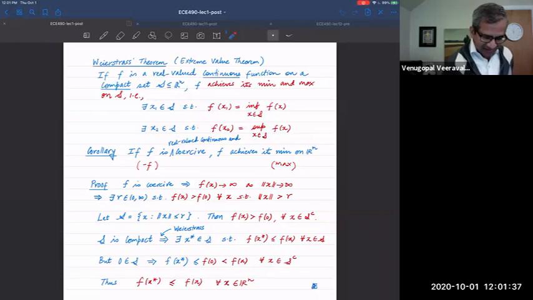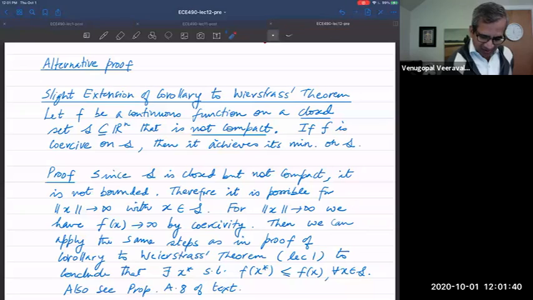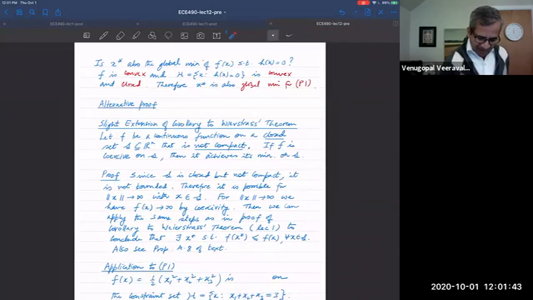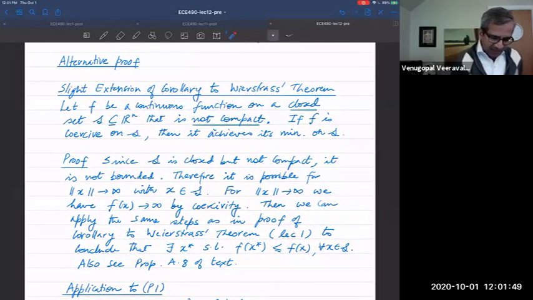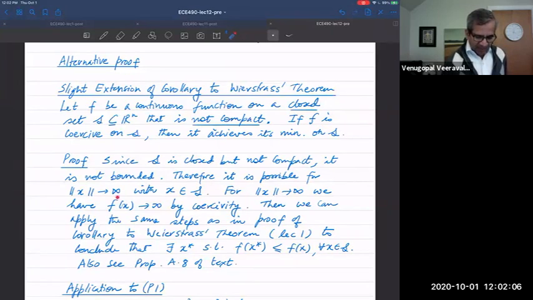So maybe you should try and show that on your own, but I give you the starting point of that proof. The extension says that if f is a continuous function on a closed set that's not compact, and if f is coercive, then it achieves its minimum on S. S is closed but not compact means that it's not bounded. So it's possible for x to go to infinity while x belongs to the set S. If it was bounded, then it would be compact, and we needn't have gone through all of this. We just use Weierstrass's theorem directly.